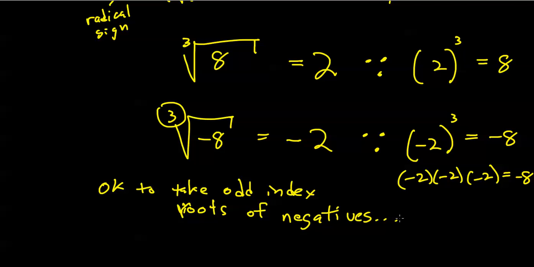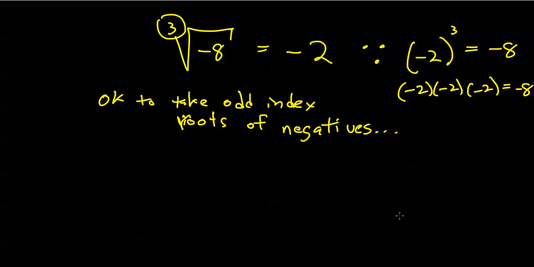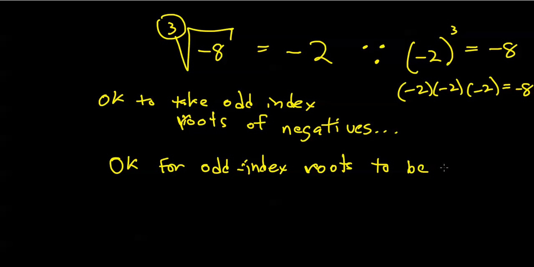You can't take even index roots of negatives, but you can take odd index roots of negatives, and indeed it's also okay for odd index roots to be negative. Let me write that down also. Okay, for odd index roots to be negative or have negative responses, right?